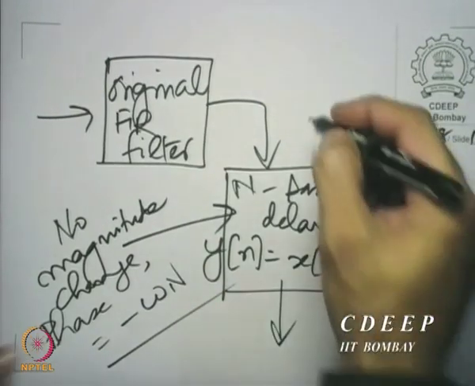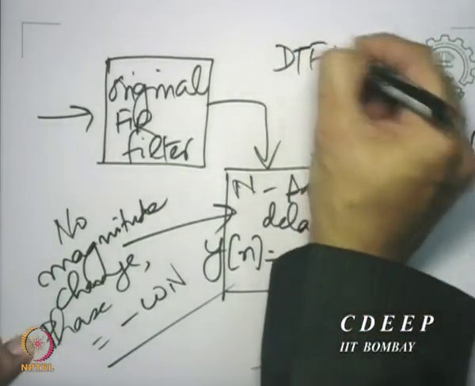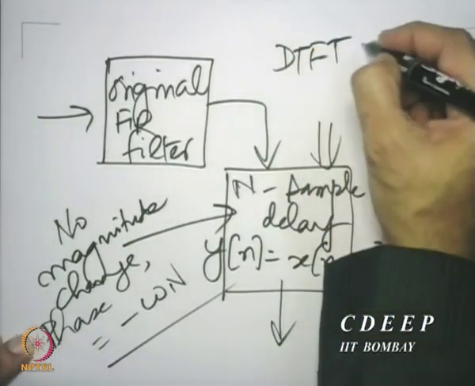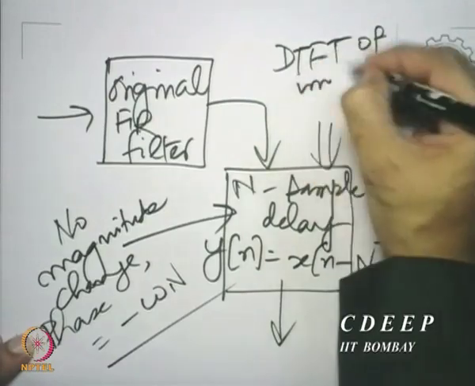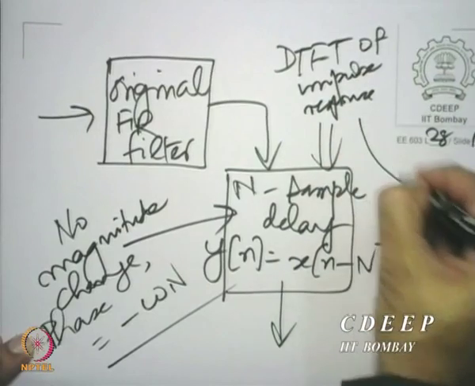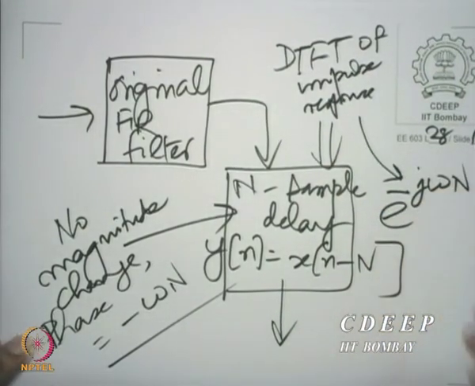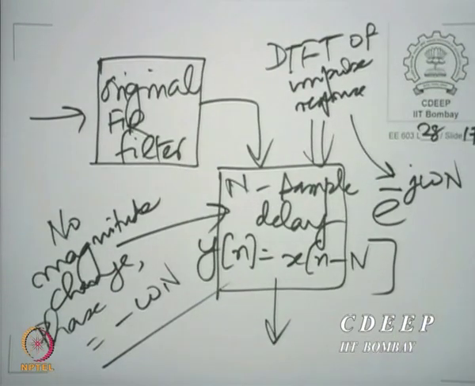In fact, you can write down its DTFT, the frequency response, the DTFT of the impulse response, is e raised to the power minus j omega n. So it has a magnitude of 1 and a phase of minus omega n. And therefore, all that this does is to add a linear phase.